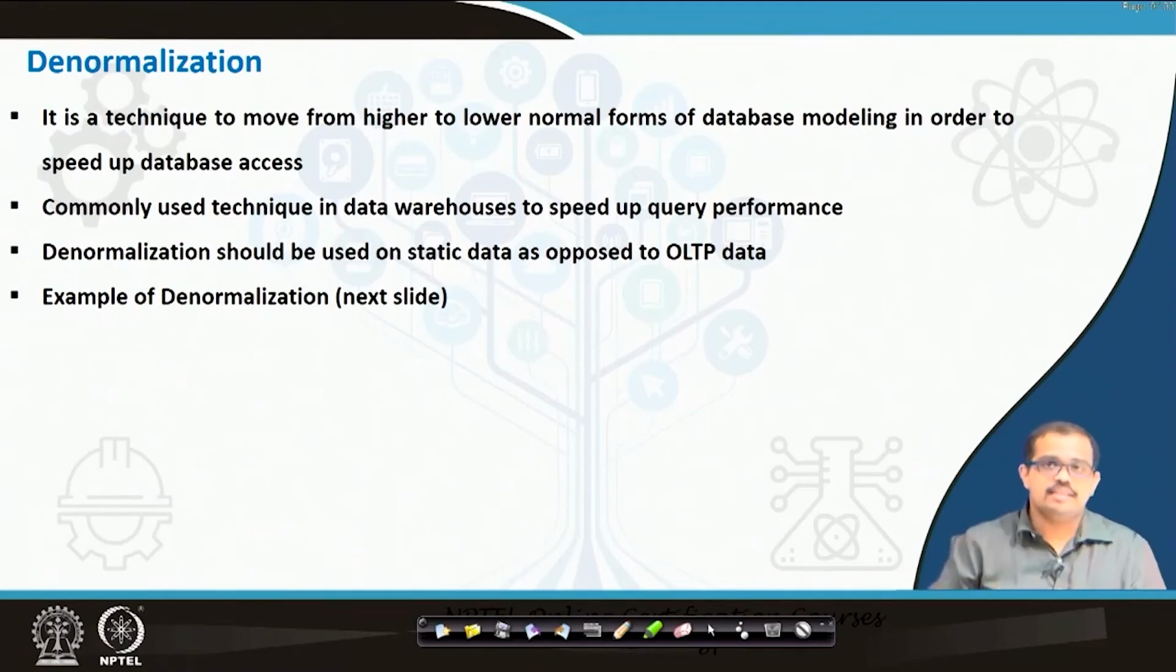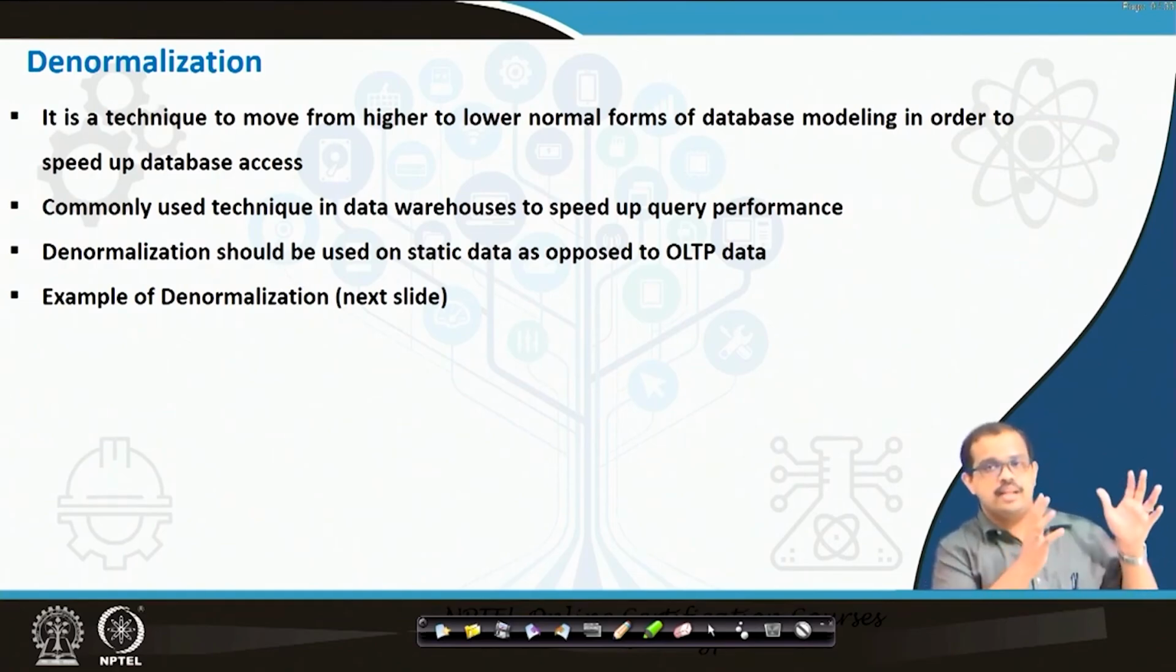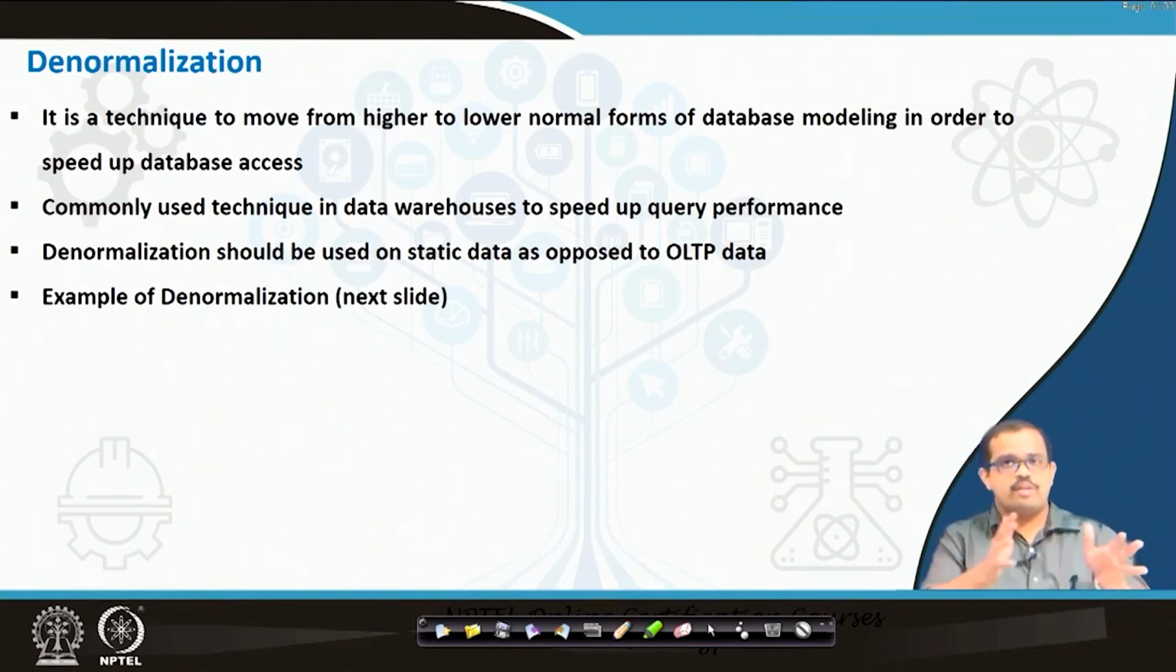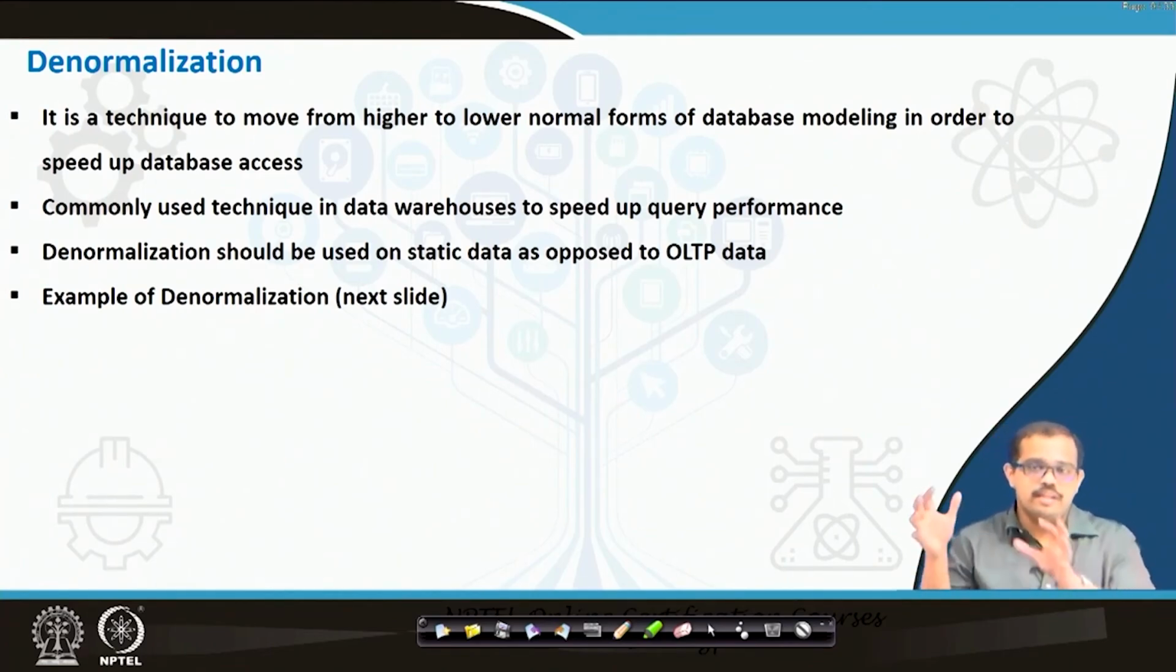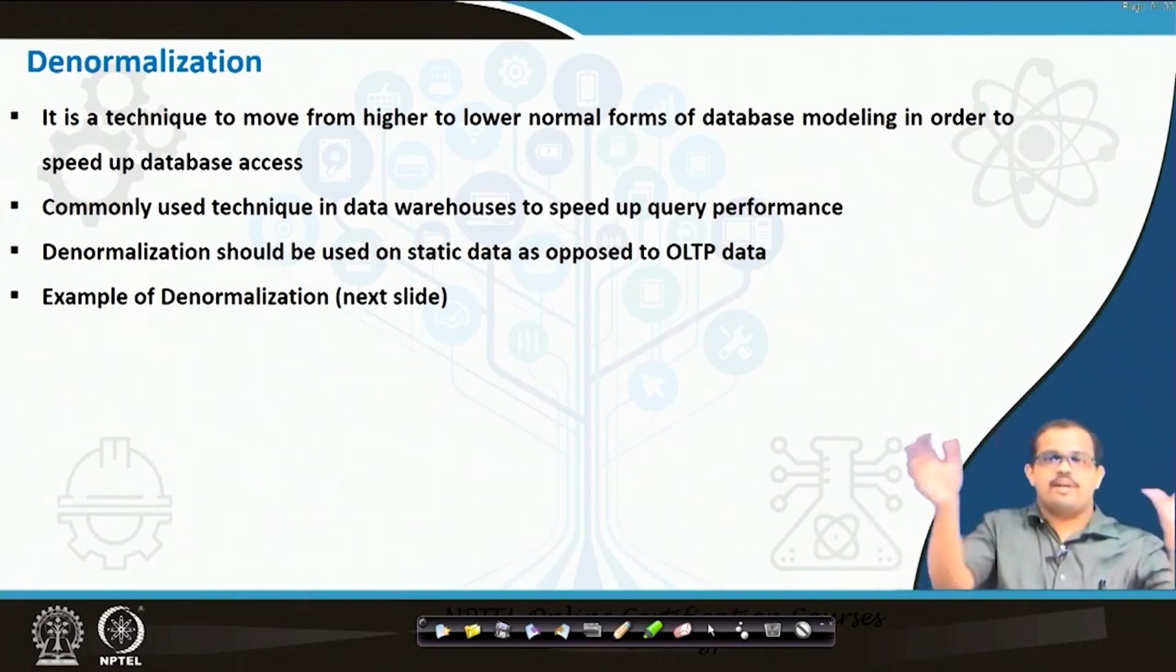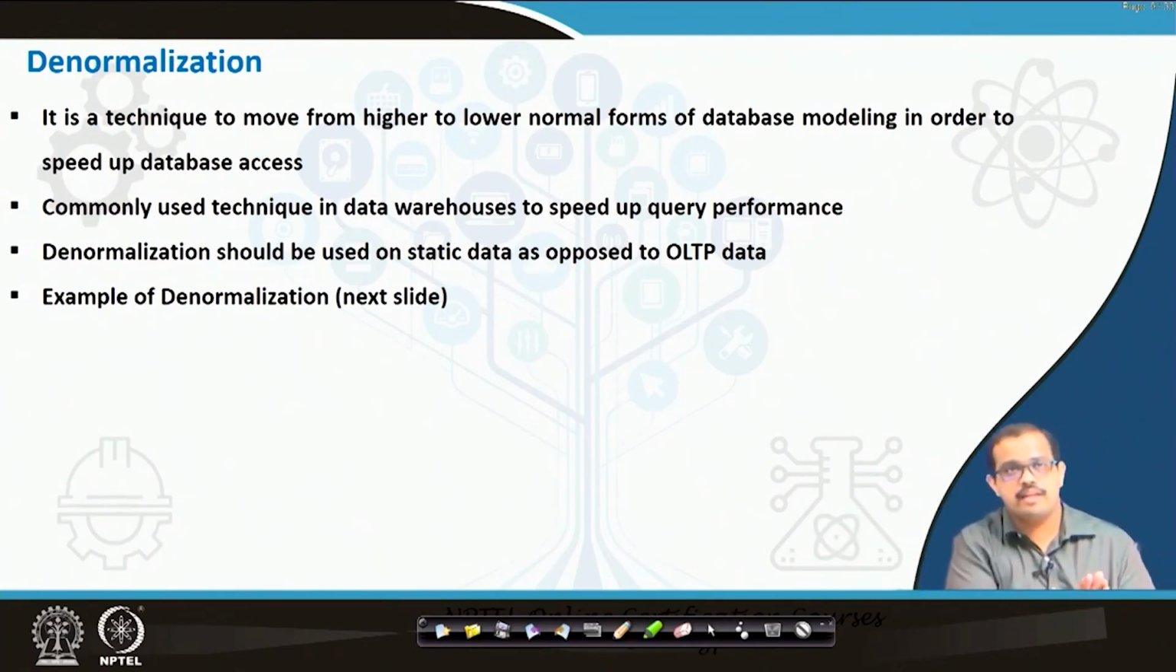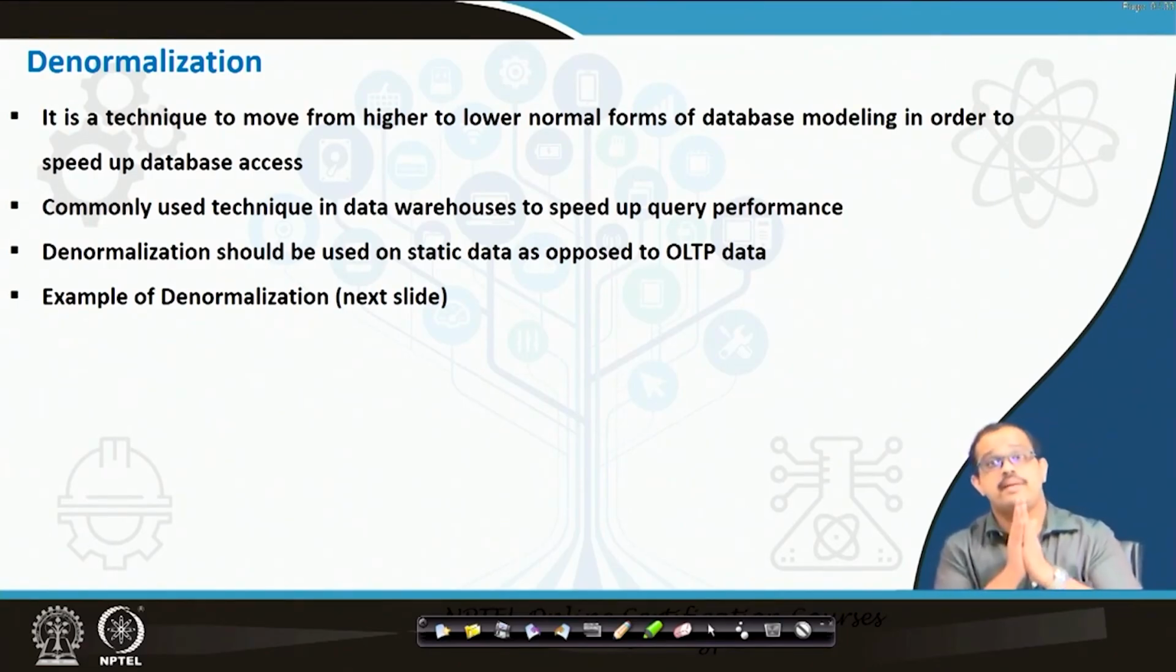The last thing that I would discuss here is denormalization. Now we have understood normalization, which means we have a database that is generated, and whatever the data is, we have put it in a certain form so that it is easily accessible, quickly understood, and retrieved very fast. Denormalization means whatever you have done with the normalization, you are converting back. It is the technique to move from higher to lower normal forms of a database model in order to speed up database access.